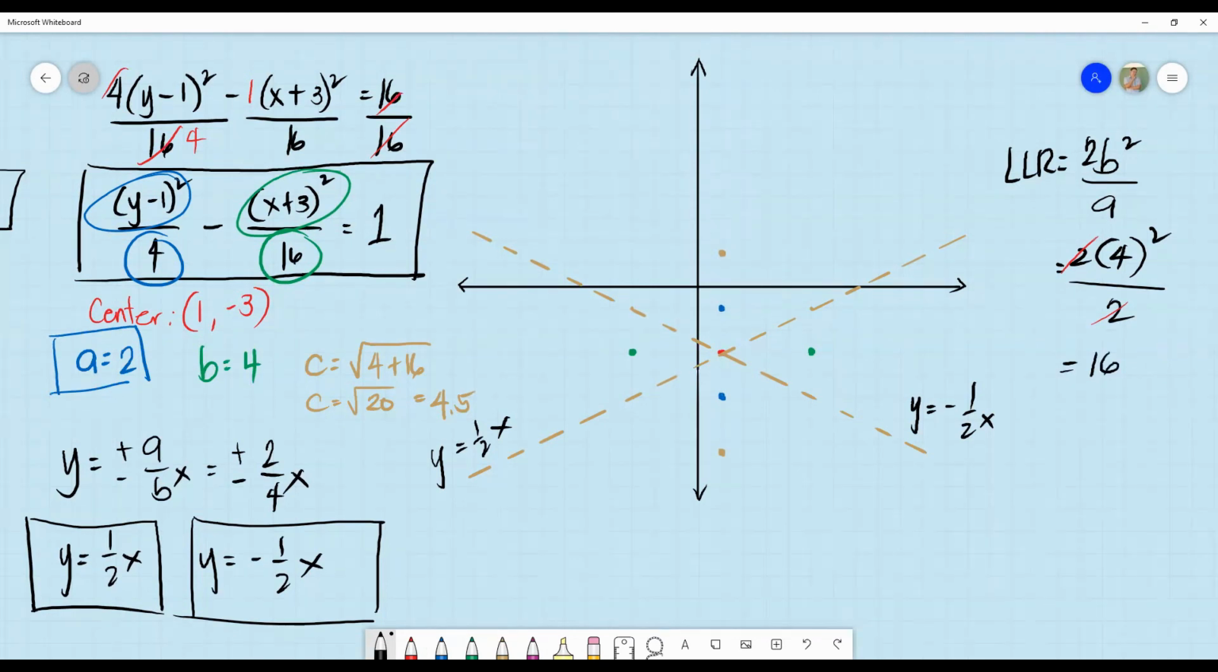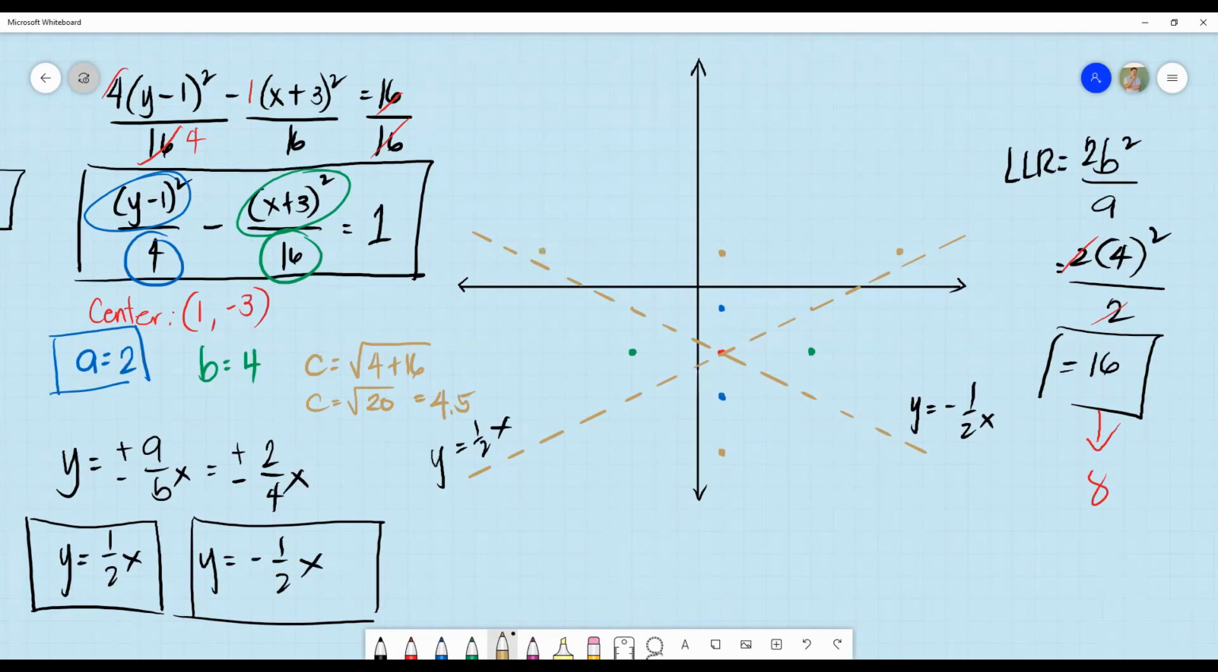Now, our original process is we need to divide it by 2 because we will be counting half of the length of the latus rectum from our foci. So the half of 16 is 8. So from here, we will be counting 8 units from our foci, 8 units to the left and to the right. So we will have 1, 2, 3, 4, 5, 6, 7, 8. There you go. And also 1, 2, 3, 4, 5, 6, 7, 8.